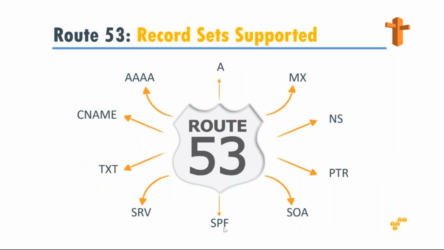Just now I discussed the records of a DNS server: A host record, MX record, NS record, pointer record, SOA record, SPF record, service record, text record, canonical name, which is nothing but an alias name, and AAAA, which is nothing but IPv6 host records. So just now we discussed these records. These are the DNS records.